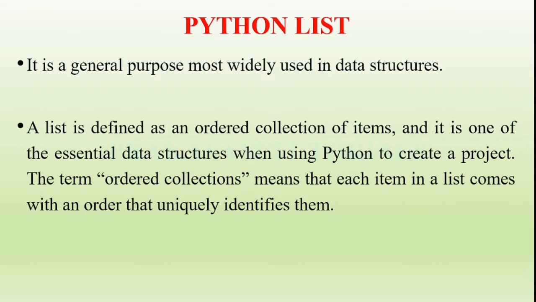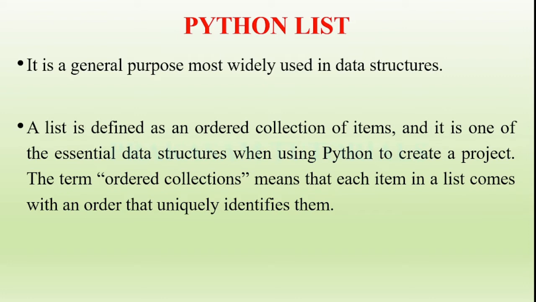The term ordered collection means that each item in a list comes with an order that uniquely identifies them. So the Python list is a collection which is ordered, changeable and allows duplicate members. Ordered means that when we say lists are ordered, it means that items have a defined order and that the order will not change. So that is the meaning of ordered.